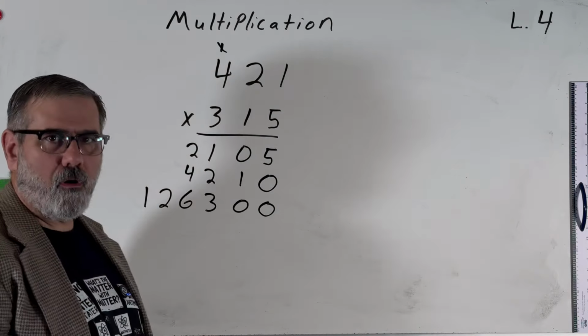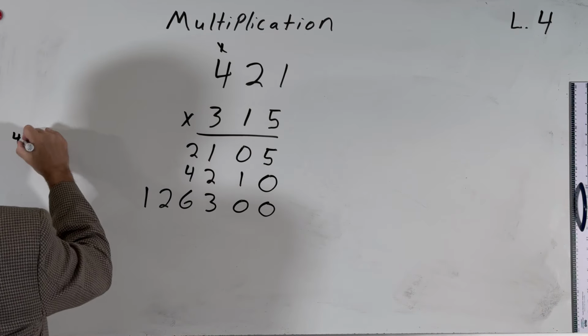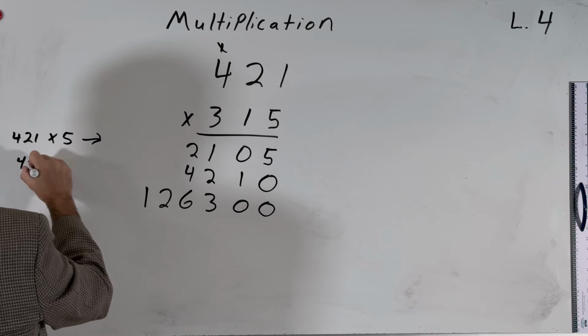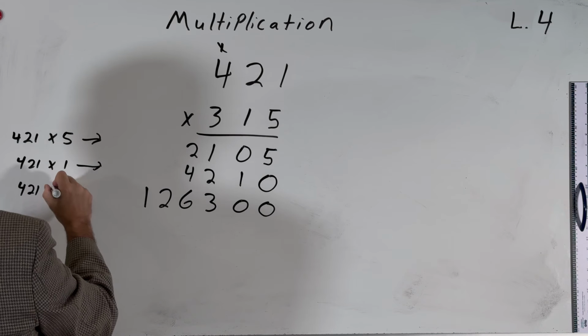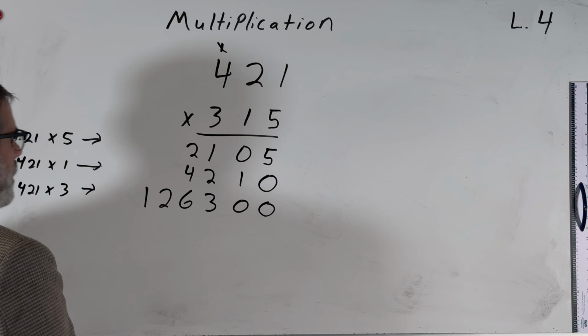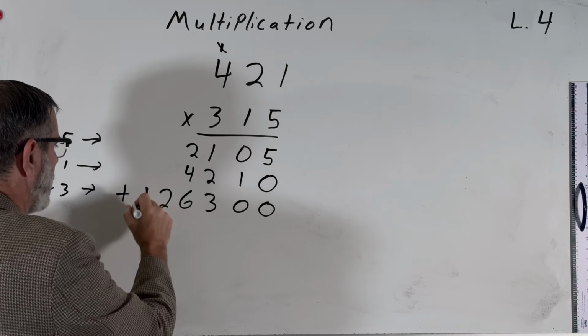And so now that I have all of my separate products, remember this is 421 times 5, that's what's in this row. And in the middle row we have 421 times 1. And in the bottom row we have 421 times 3. Oh no, not again. That should read 421 times 5, 421 times 10, and 421 times 300. So we need to add all those parts up.